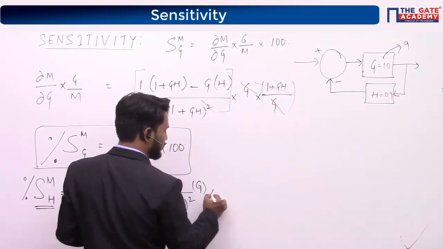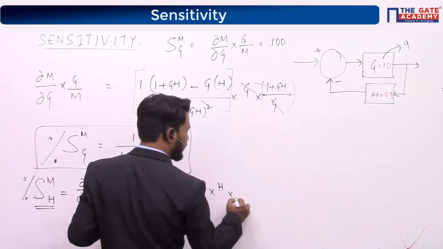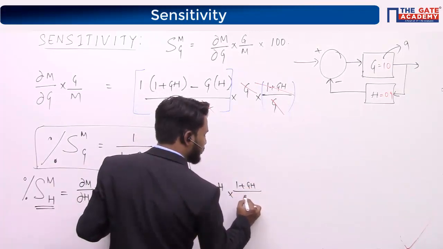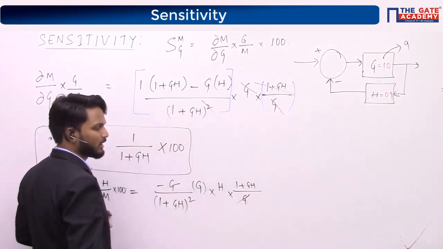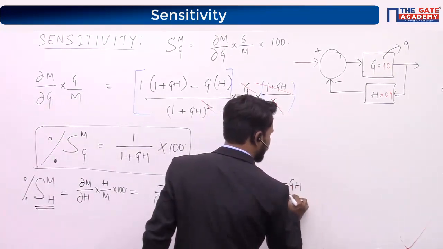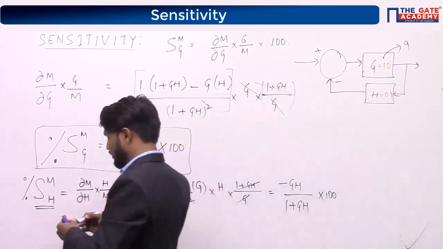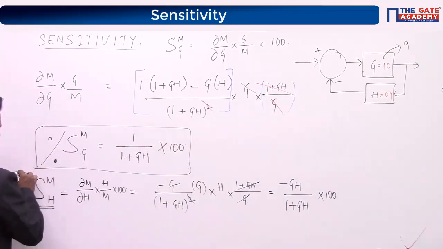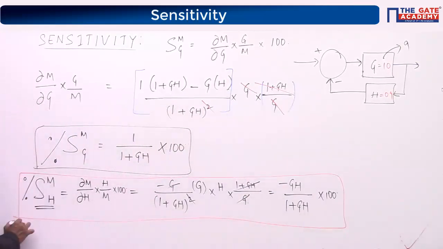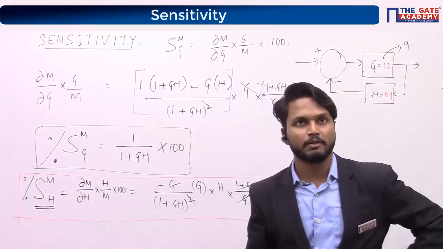And the derivative of the inner part with respect to H, you will get G multiplied by H, and divided by M, that is 1 plus GH divided by G. So this G and G cancel, and this and this square get cancelled. You will get minus GH by 1 plus GH into 100. This is the sensitivity of the overall transfer function with respect to the feedback path transfer function.